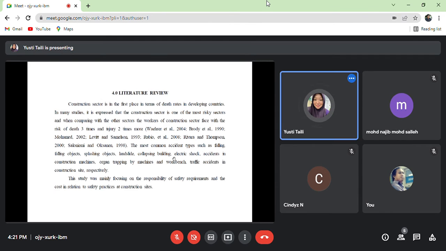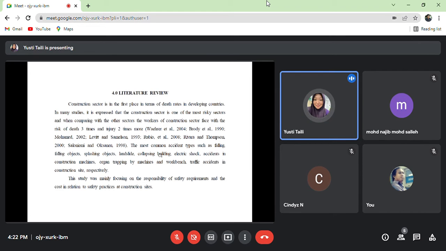Assalamualaikum, Doctor. Okay, this is the literature review. The construction sector is first in terms of death rate in developing countries. Many studies express that the construction sector is one of the riskiest sectors, and when compared with other sectors, construction workers face the risk of death 3 times and injury 2 times more.